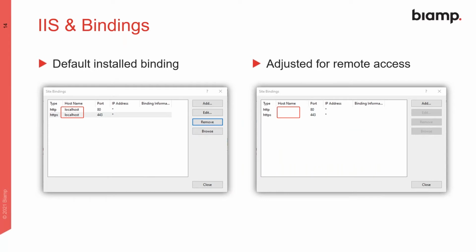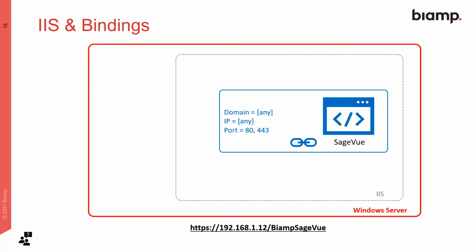So this is an example of a quick change that can be done to expose and gain access to SageVue from a remote machine. You can go in and manipulate IIS, adjust those bindings, and clear out that localhost, essentially telling IIS that any requests that come in on those ports should serve up the SageVue address. So with just a simple change like that, we go back to that same example. We come in with 192.168.1.12 from a remote machine. IIS is going to know exactly what to do with that.